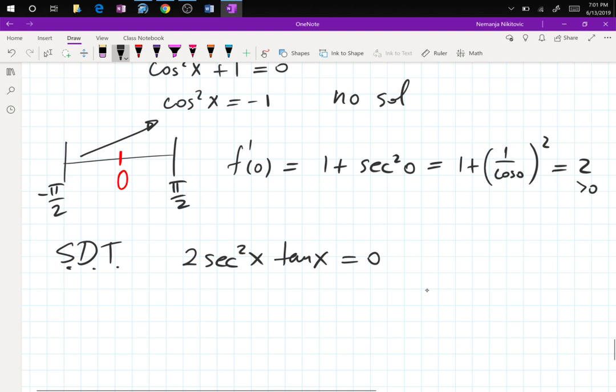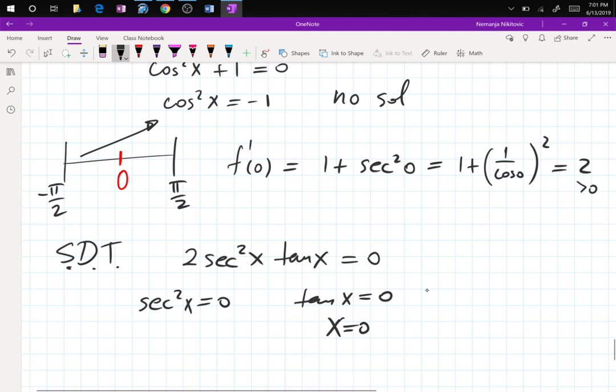What do you mean? There is a solution. When you set each one of these equal to 0, you get 2 equal to 0. Well, that has no solution. Then you have secant squared x equal to 0 and tangent x equal to 0. Now we know this one for a fact is 0. So we know there is a solution there.